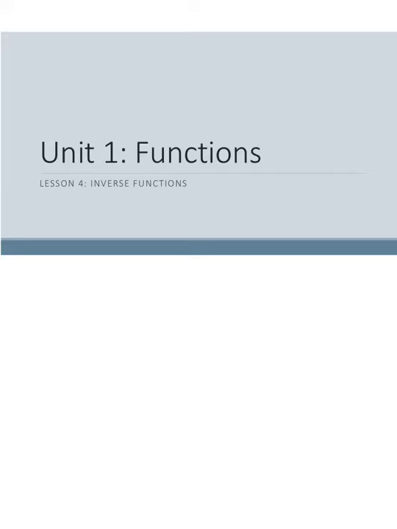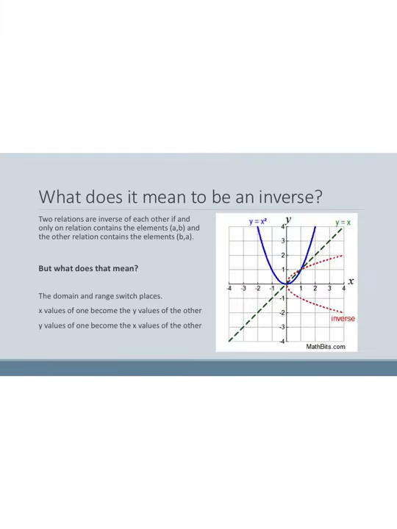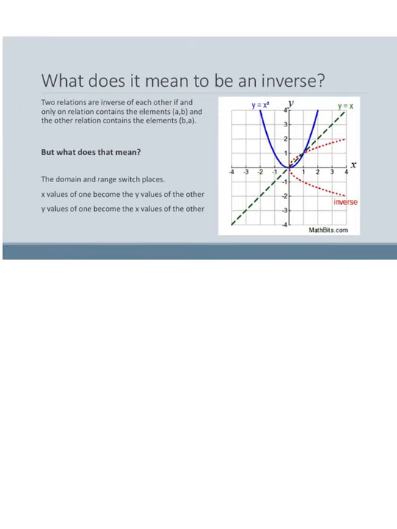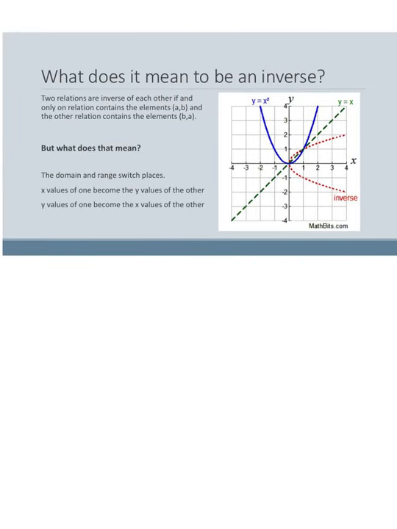So today we're going to talk about Lesson 4, which is in Unit 1, Inverse Functions. What does it mean to be an inverse? Two relations are inverses of each other if and only if one relation contains the elements (a, b) and the other relation contains the elements (b, a).